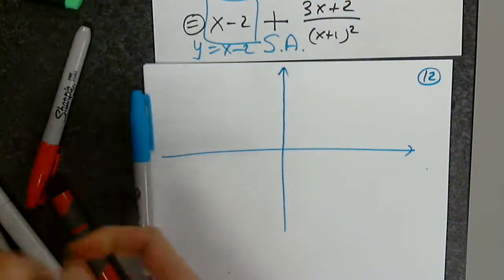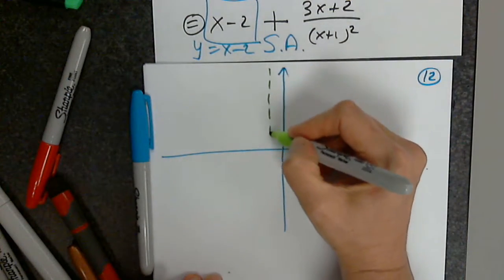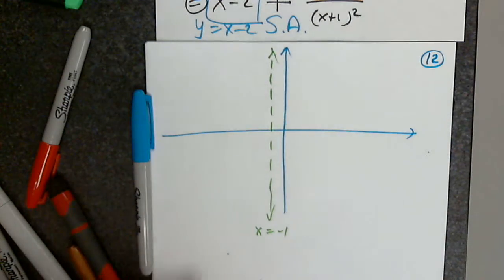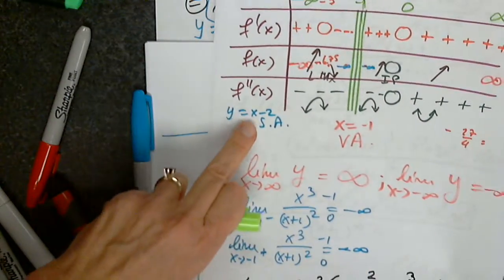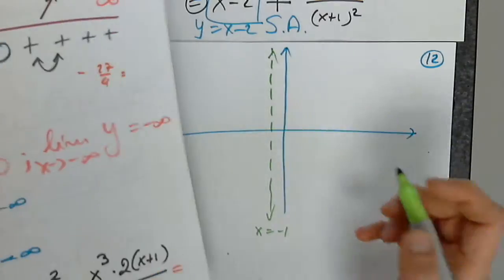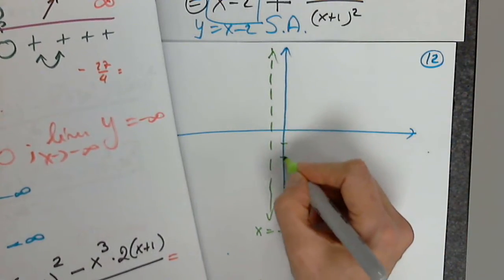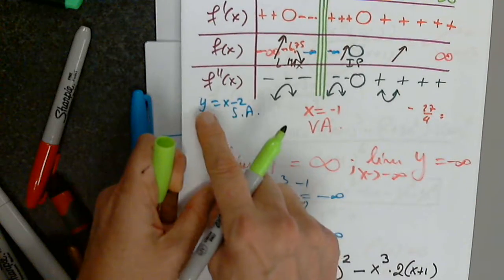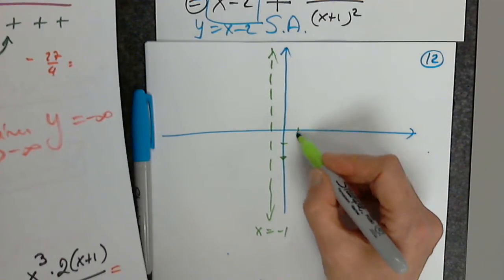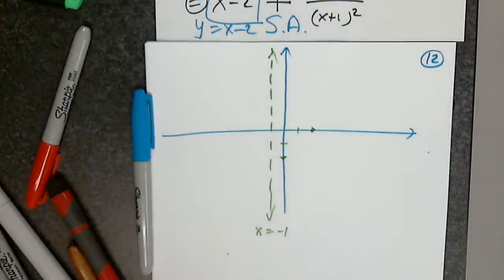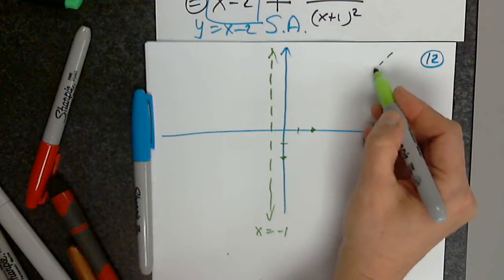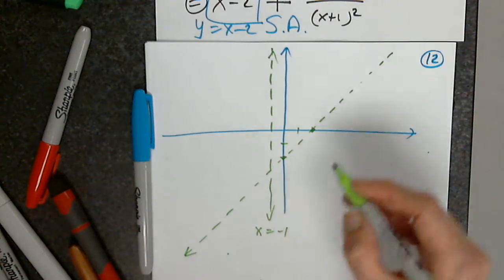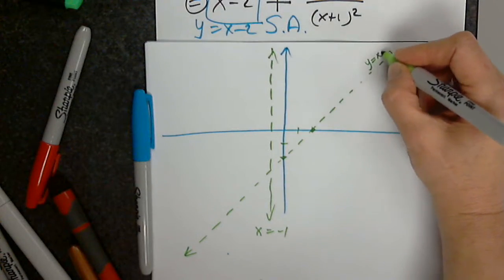First asymptote is x equals -1. The other asymptote is a slant asymptote. When x is 0, y is -2, and when y is 0, x is 2. Y equals x minus 2.